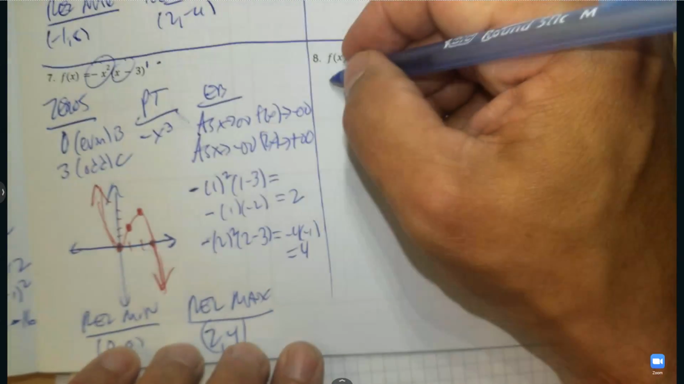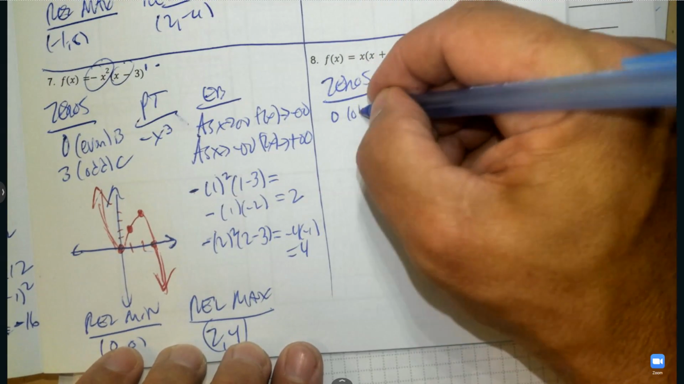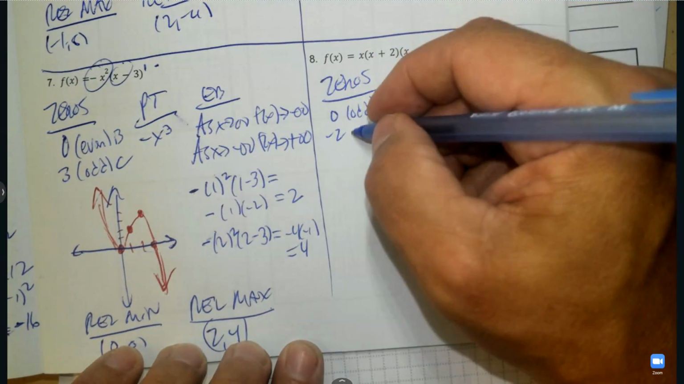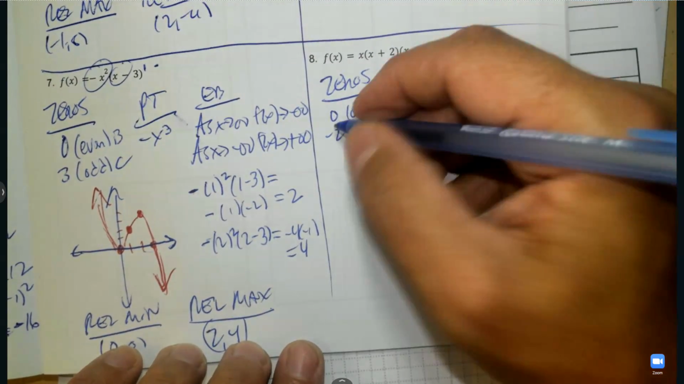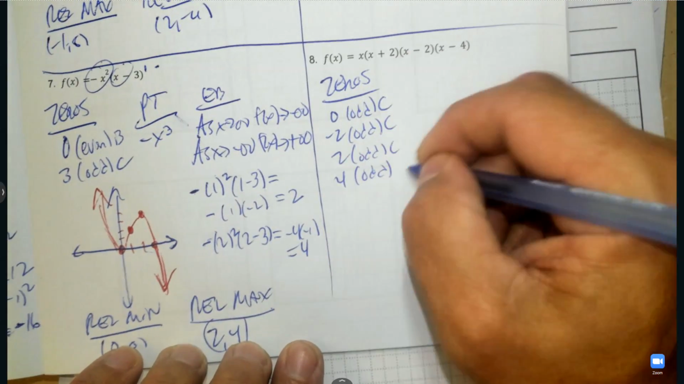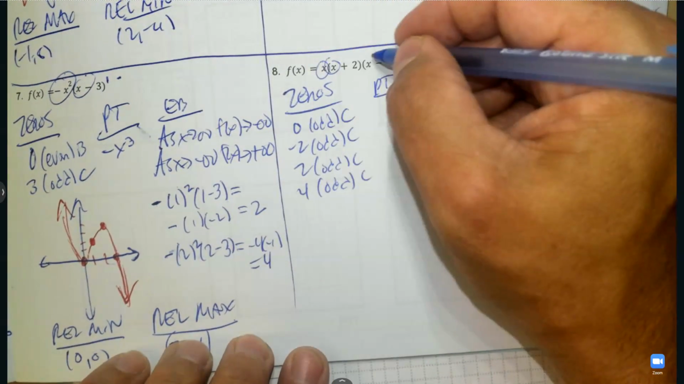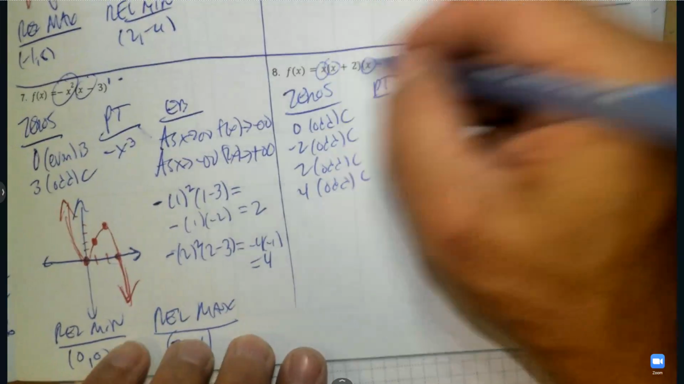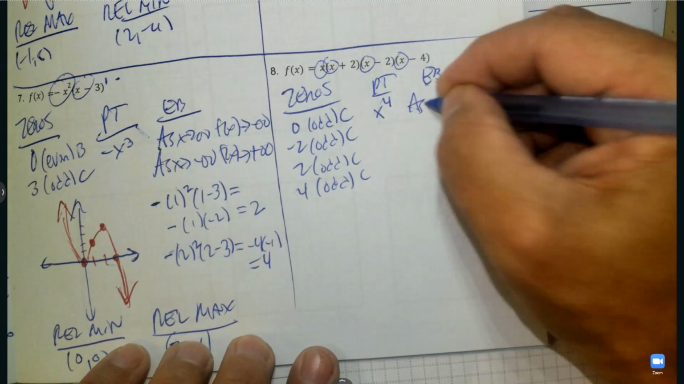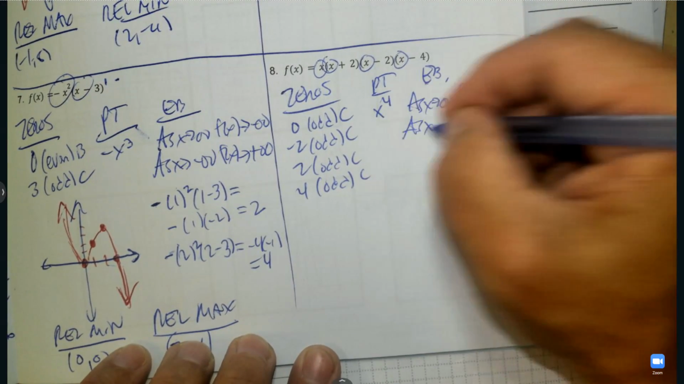We got this. Zeros: 0 has an odd exponent. It's going to bounce. No, it's going to cross. Negative 2, odd exponent. It's going to cross. Positive 2, odd exponent. It's going to cross. 4, odd exponent. All of it's going to cross. Power term, x times x times x times x. Add all the way across. That's x to the 4th. Which means the end behavior, the right end goes up and the left end goes up.